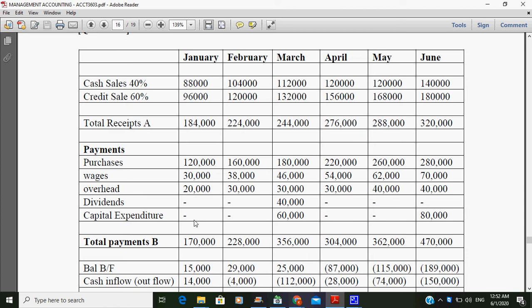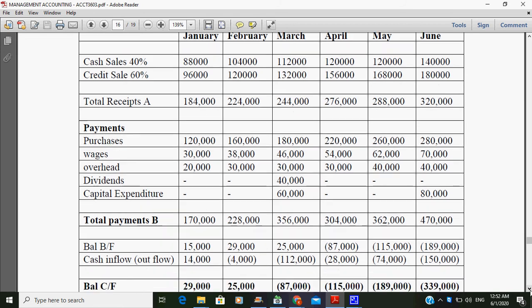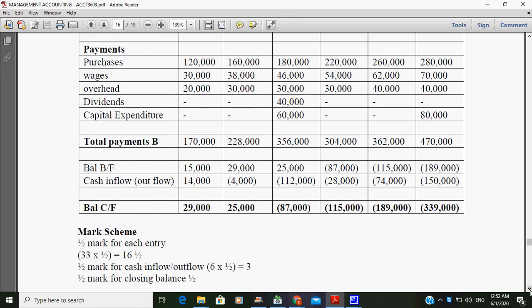Add up these, they get total payments of 170. Subtract the 170 from the 184,000. Normally I would have written the 14,000 before the 15,000. So you have 40,000 here, and you have a balance B, which is the opening balance. Add it to the 14,000, and you get 29,000. Now this 29,000 will be your opening balance for February.